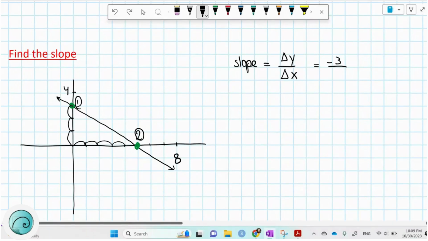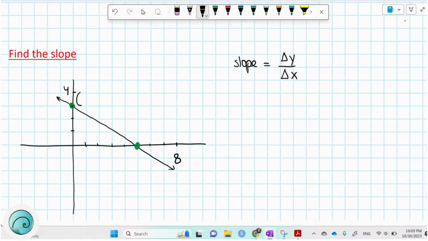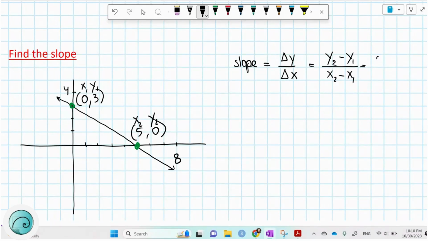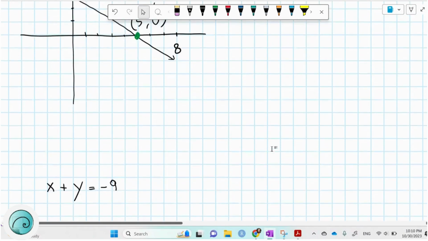Another way that you could have done this, if this is not your preferred method, is to come up with the coordinates. The coordinates of your first point is 0 on the x, 3 on the y, and your second point, 1, 2, 3, 4, 5 on the x, and 0 on the y. This is x1, y1. This is x2, y2. So the change of y is y2 minus y1 over x2 minus x1. So y2, 0, minus y1, 3, and then 5 minus 0. So negative 3 over 5. Same. Let's take a look at the next example.